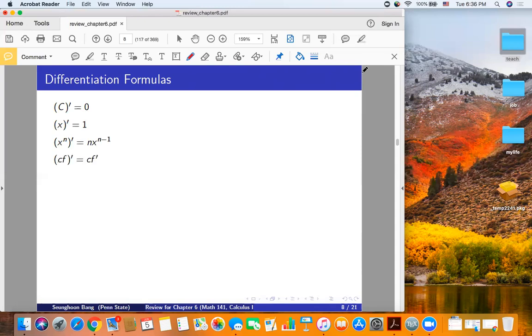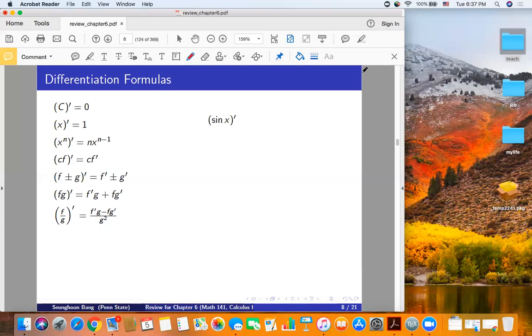So what is CF prime? C times just the function prime. F plus or minus G prime is F prime plus or minus G prime. F times G prime, we use the product rule: F prime G plus F times G prime. F over G prime is the quotient rule: top prime times bottom minus top times bottom prime, over bottom squared.